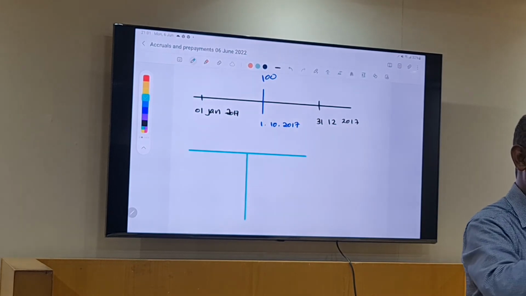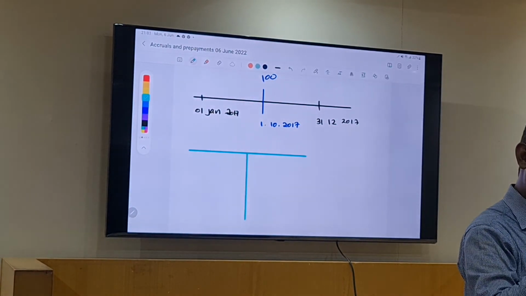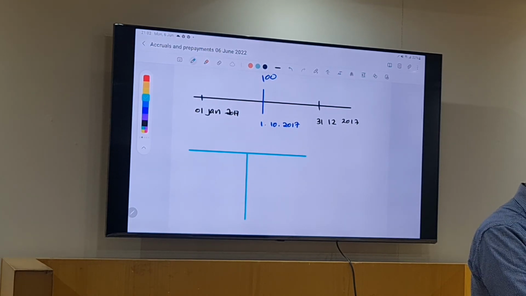That is an Indian language, especially Sri Lanka. When you say tea, that means chai, or milk tea.